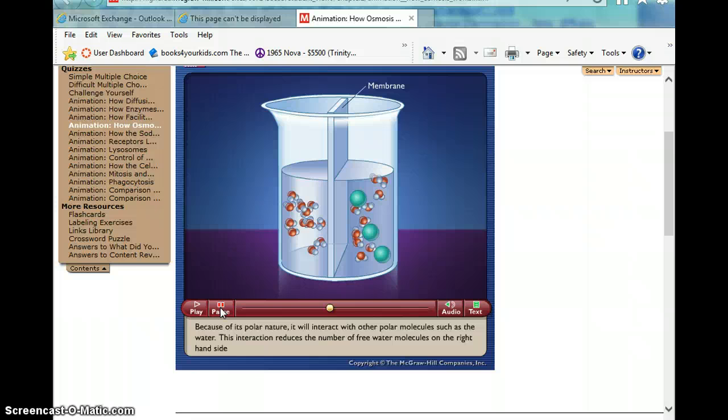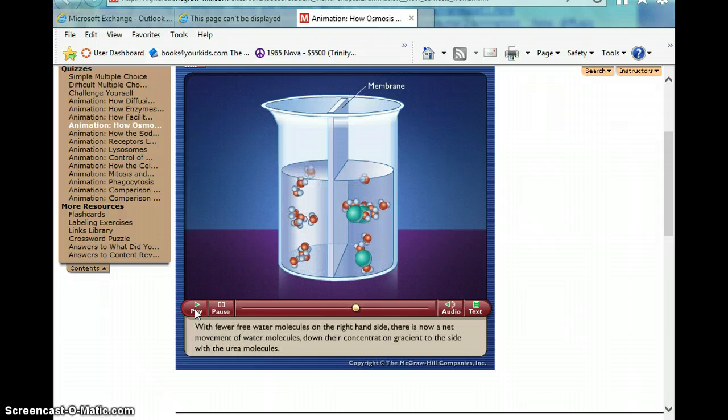Exactly. Because of its polar nature, it will interact with other polar molecules such as the water. Do you see how it's reacting with water? So now the concentration of water is less on that side. And water always moves from what? High to low, always. Osmosis is always from high to low. This interaction reduces the number of free water molecules on the right-hand side. With fewer free water molecules on the right-hand side, there is now a net movement of water molecules down their concentration gradient to the side with the urea molecules.